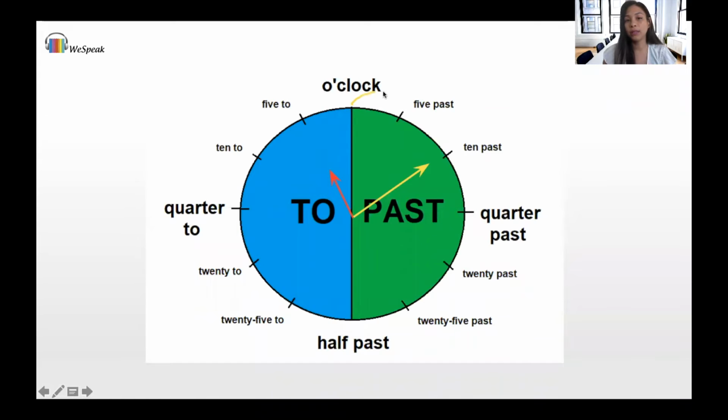Why 10? Well, 5 and 10. It's 11:10. Now let's do the other way. So remember, from minute 1 to minute 29 or 30, we say past. Past. So again, 5 and 10. 10 minutes. It's 10 past 11.